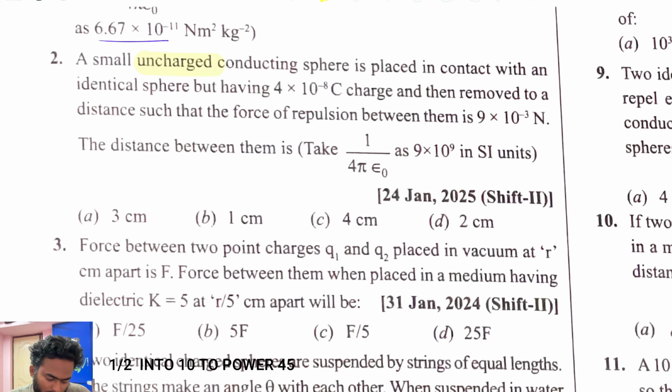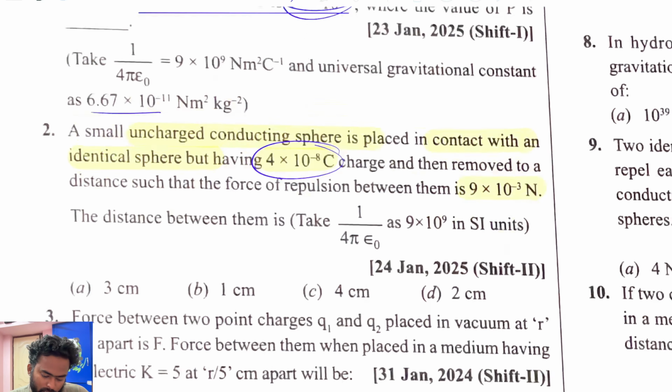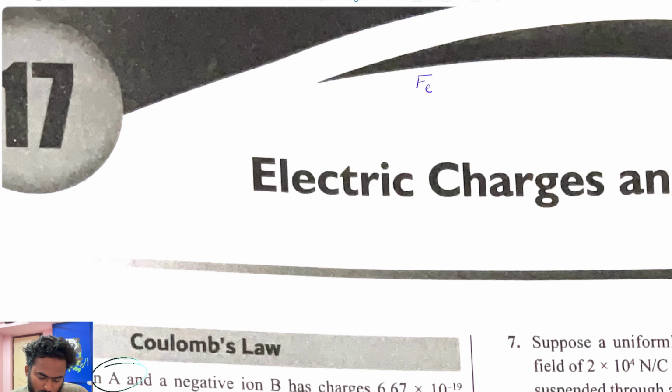A small uncharged conducting sphere is placed in contact with an identical sphere having this much charge, and then removed to a distance such that the force of repulsion is 9 into 10 to the power minus 3. The distance between them is asked. Initially the charge is 4 into 10 to the power minus 8.